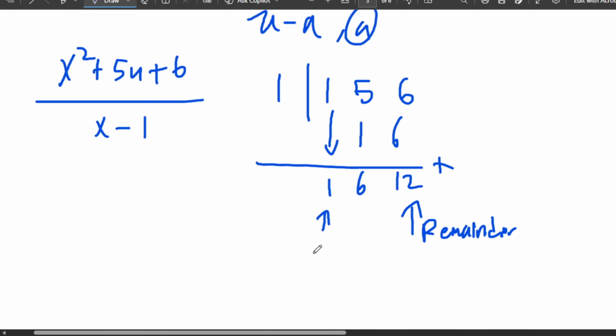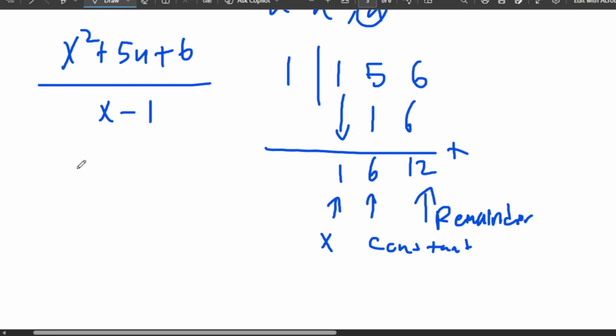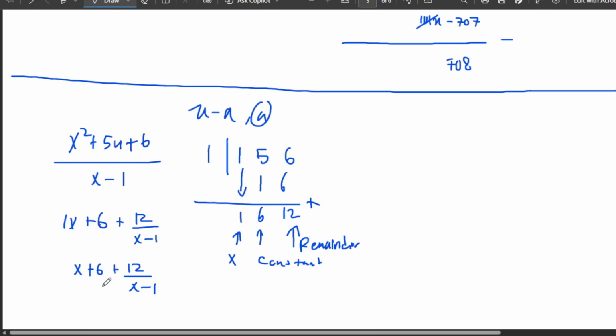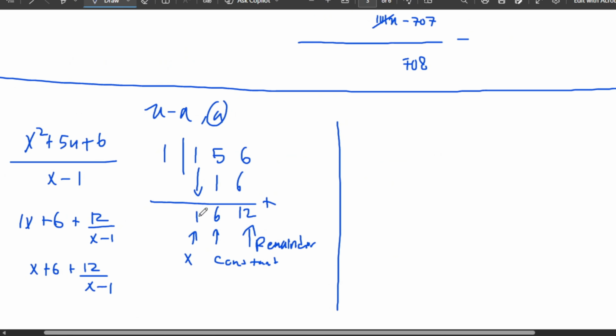This is our x coefficient for the first degree, and this is the constant. So what we have here is 1x plus 6 and then plus 12 over x minus 1. Since the remainder is not 0, we still have the x minus 1 denominator. So x plus 6 plus 12 over x minus 1. Let us check with long division if it's true.